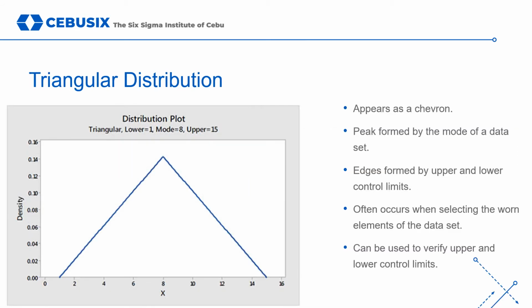A triangle distribution does occur from time to time, and it is formed using the mode and the upper and lower limits of a data set, meaning that when it appears, it is usually as a result of selecting the wrong data for the analysis.